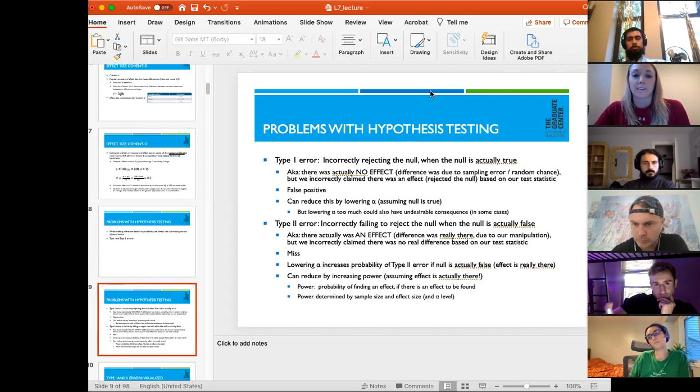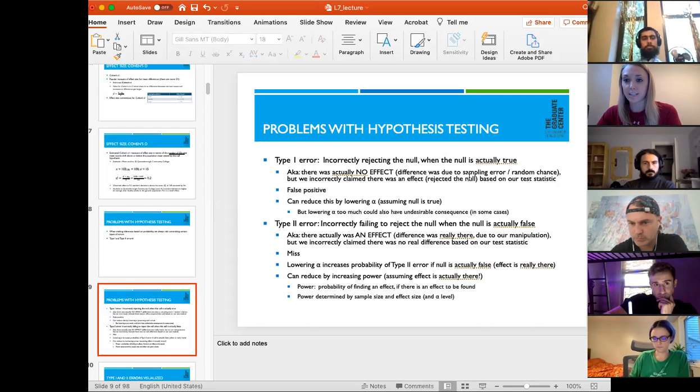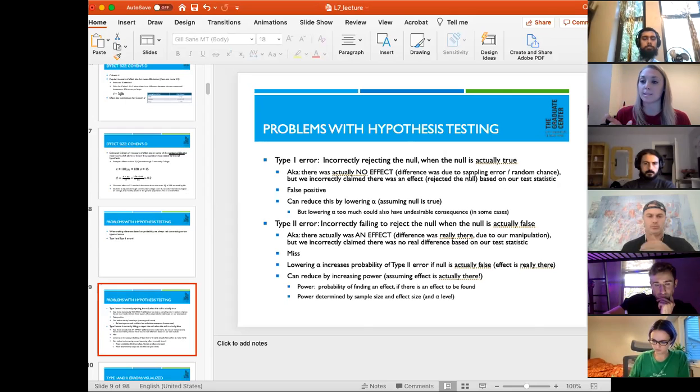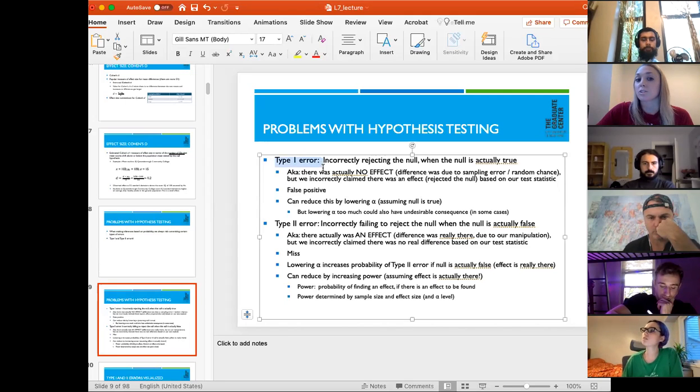So type 1 error, this is incorrectly rejecting the null. So whenever we're rejecting the null, think about what the null hypothesis is: we're saying the null hypothesis is that there is no effect. So if we reject the null, we're claiming there is an effect. But if you incorrectly reject the null, that means in reality, the null is true and you've concluded that it wasn't true. That's a type 1 error. So this is generally what scientists regard as the worst type of error, although there are instances where a type 2 could be bad. So type 1, you've said there was an effect, but there actually wasn't an effect.